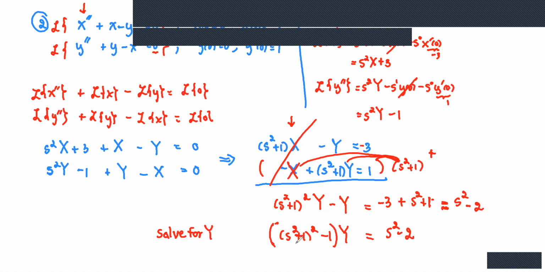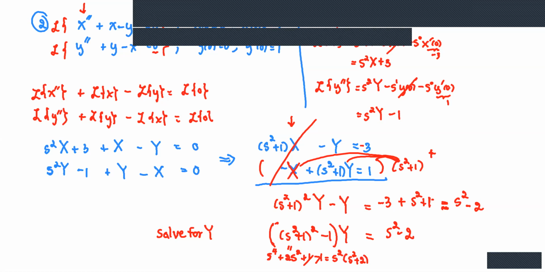Expand the power 2 of s squared plus 1. That would be s to the fourth plus 2 times s to the second plus 1, minus 1, not too bad after you simplify it. So it becomes s to the fourth plus 2 times s squared. So I'm going to factor s squared out to be s squared times s squared plus 2. Okay, not too bad, right?